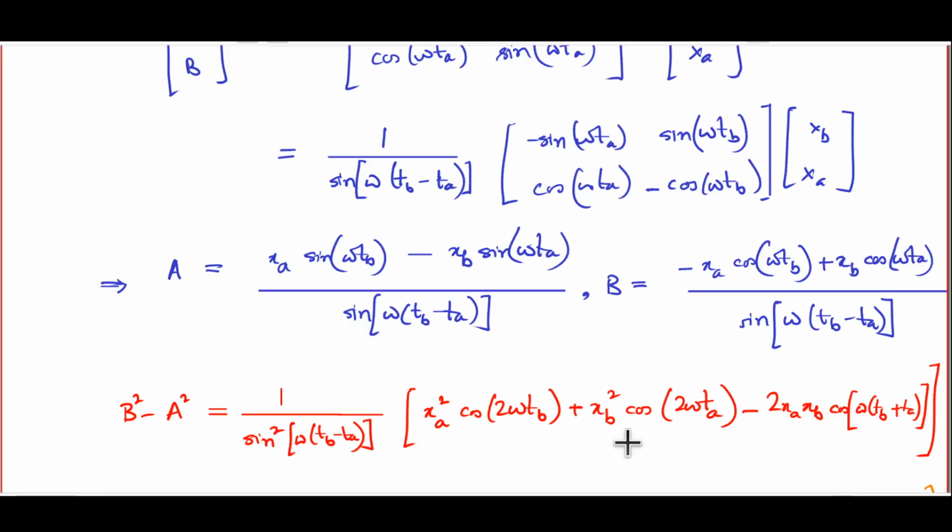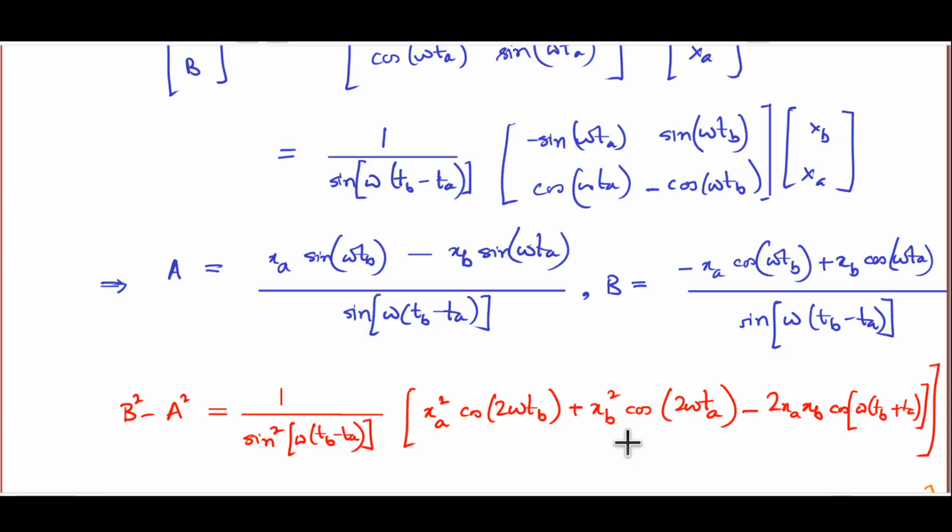Of course, we don't really need A and B. We need the combinations B square minus A square and twice AB. Again, very simple trigonometry, but frankly, it's easier to follow this if you work this out on your own. If you square B and square A and subtract, of course, sine square omega (Tb minus Ta) is going to come out as an overall factor.